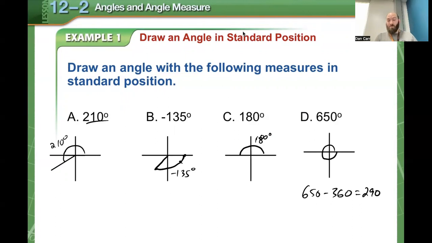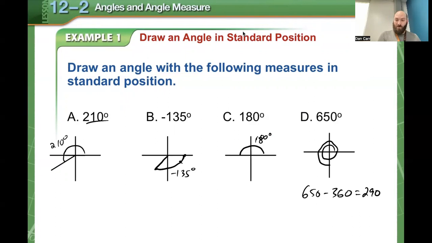So basically for 650 degrees, I'm going to go through one full rotation of 360 degrees and then not quite a full rotation after that. 270 is at the bottom of this. So we've got this full 360 plus another 90, another 90, another 90. This will be the 270 of the 290.